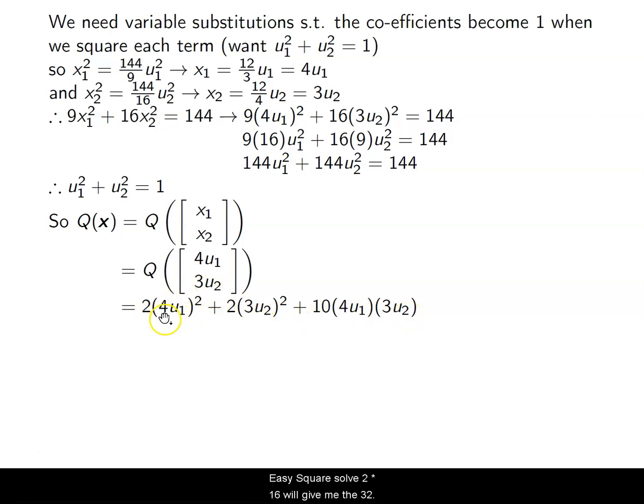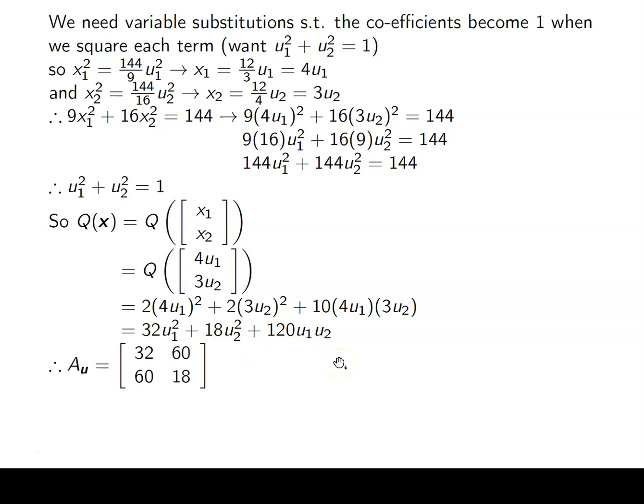Okay, very easy to square. So 2 times 16 will give me the 32, right? 2 times the 9 will give me 18. And then I'll have 12 times 10, so the 120, right? So this is my new quadratic form in the world of u, right? Because I'm in variables of u now. So I have to redo my symmetric matrix, right? So I have 32 and 18 on the diagonals and 60s split across the other terms, okay? And so now I can do everything that I need to do.